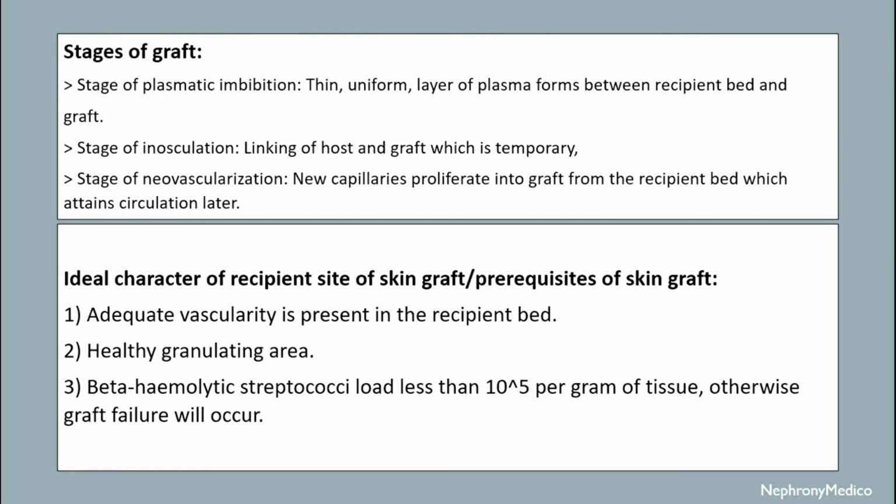Stages of graft take: there is the stage of plasmatic imbibition, the stage of inosculation, and the stage of neovascularization. The ideal recipient site of the skin graft includes adequate vascularity in the recipient bed, a healthy granulating area, and beta hemolytic streptococci load less than 10 to the power 5 per gram of tissue. Otherwise, graft failure will occur.